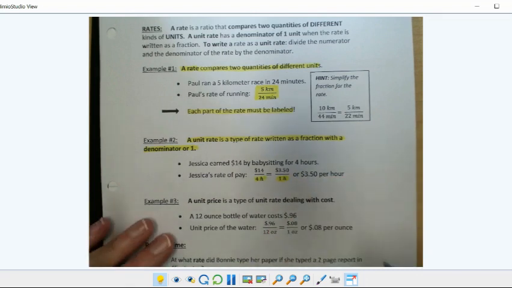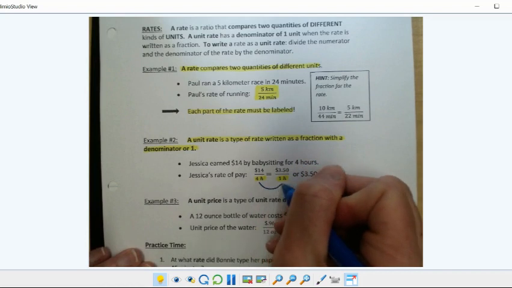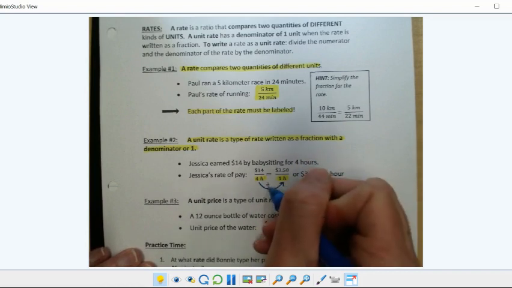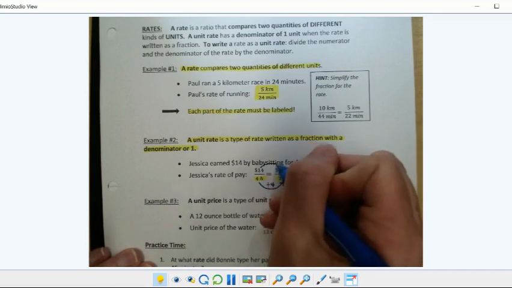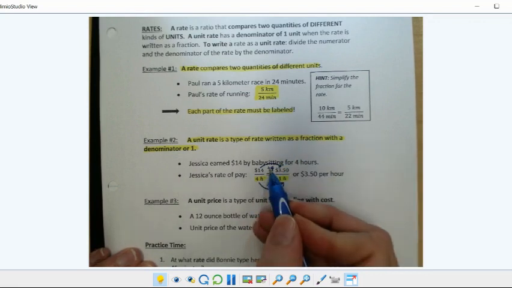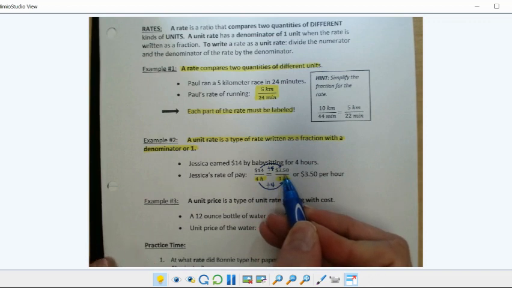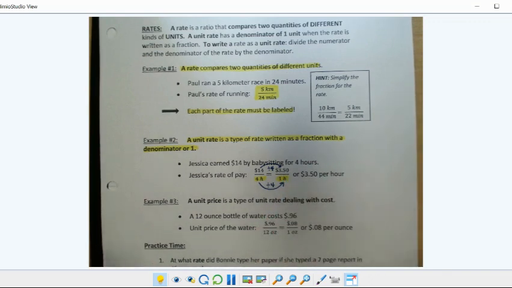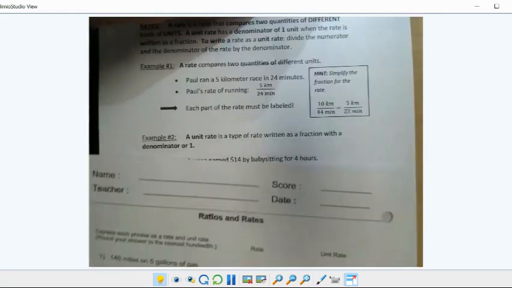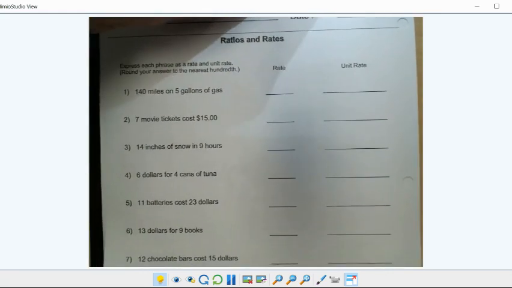I look at what I'm doing to get from 4 to 1. Well, I'm dividing by 4, so I would do that on the top as well. If you use your calculator, you'll see that 14 divided by 4 gives me 3.50. So $3.50 per each hour is what we're using for the unit rate there. Go ahead and flip to the back of your page.